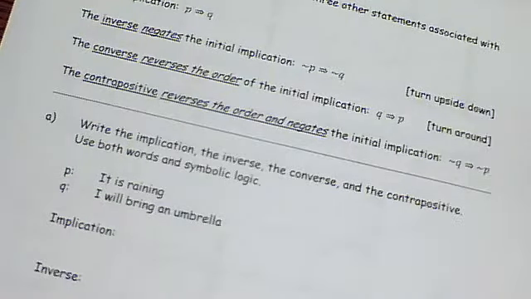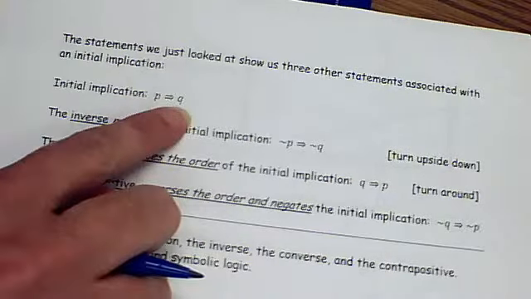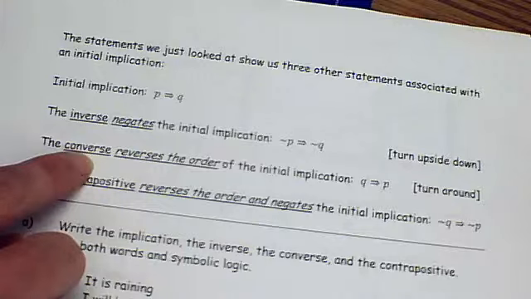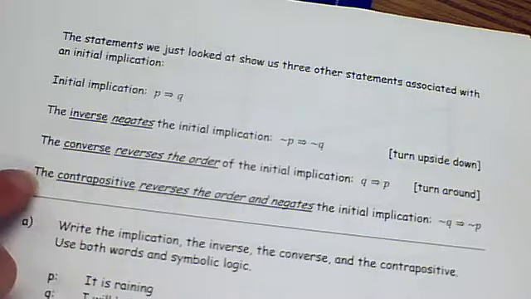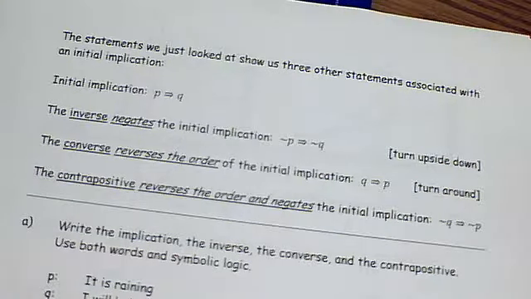Each of these is really talking about something you might remember from geometry: the inverse, converse, and contrapositive. The inverse negates the first part and the second part. Converse flips it. Contrapositive flips and negates. There's actually a really cute video on YouTube that I'll also link here that will help you remember these.